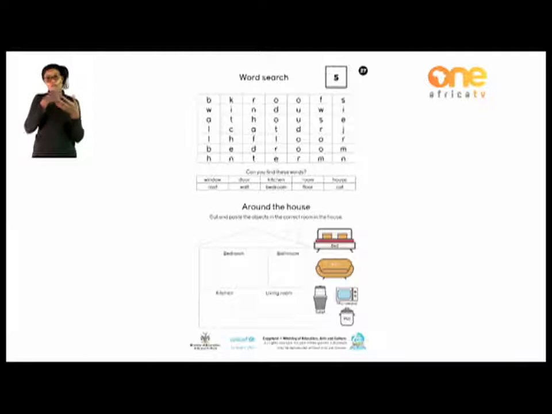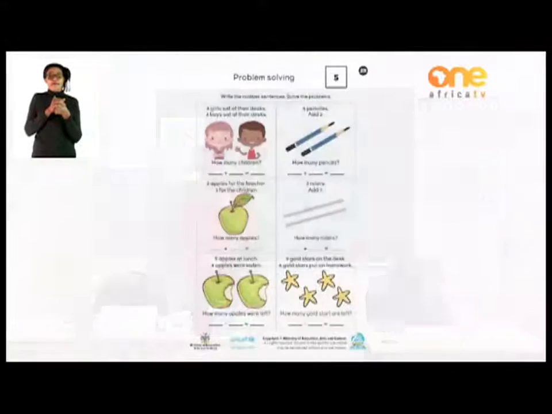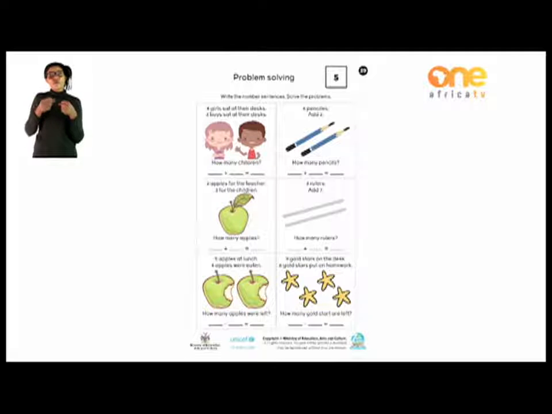Page 29. Problem solving. We have to solve a problem. Write the number sentence and solve the problem. We have to write the values and the answers, or we have to write the numbers and the answers. So we have to solve the problems. There are 6 blocks of pictures. Let's go to the first block.